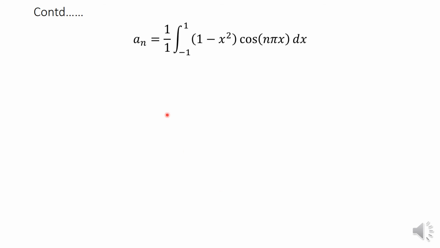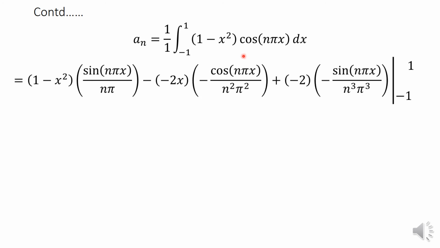The second Fourier constant is given by an is equal to 1 by 1 integral -1 to 1 of 1 minus x square into cos n pi x into dx. So we have to integrate this by parts, or by Leibniz rule and all that. So you are going to get this. So I am integrating this in a single line like this.